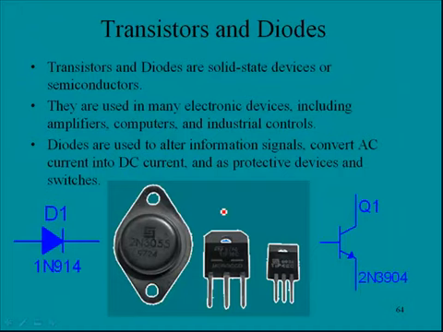Transistors and diodes. Transistors and diodes are solid-state devices or semiconductors. They are used in many electronic devices, including amplifiers, computers, and industrial controls. Diodes are used to alter information signals, convert AC current into DC current, and as a protective device and switch. And here's a schematic symbol for a diode, a schematic symbol for a transistor, and here are a number of transistors. Now, we have much more to say about transistors and diodes in later chapters.